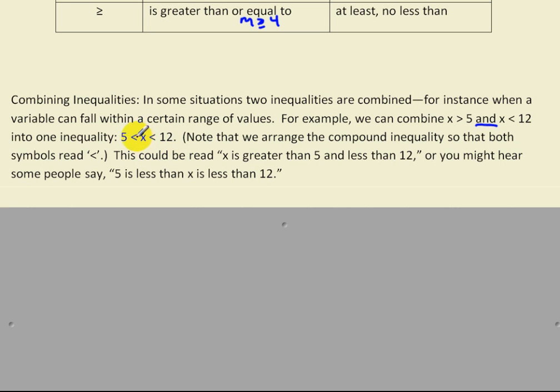And notice that both of our inequalities are pointed in the less than direction. Sometimes there could be a less than or equal to, but we want them pointed in this direction. And we could read this either x is greater than 5 and less than 12, or a very common way you'll hear this read is 5 is less than x is less than 12.